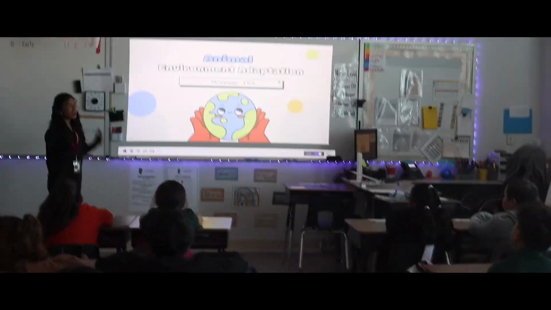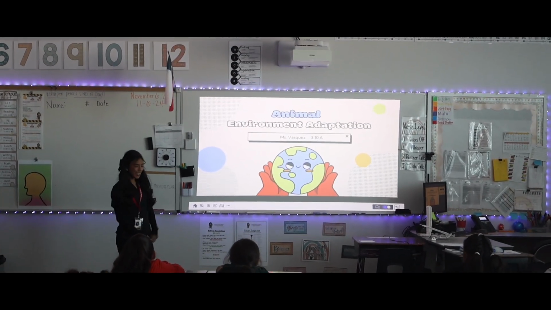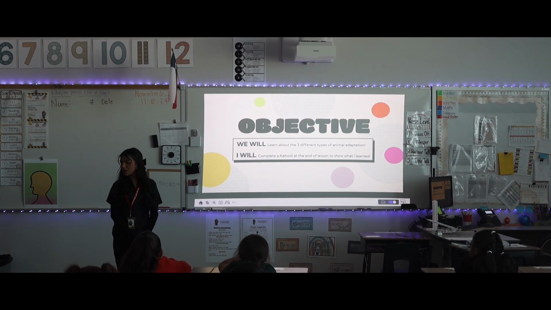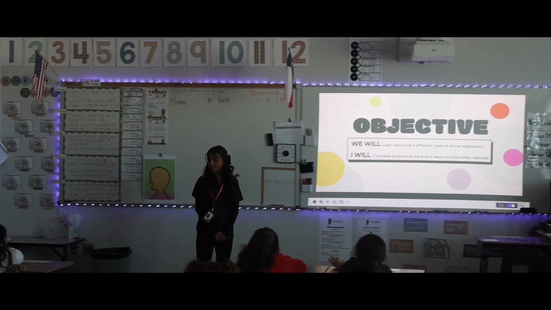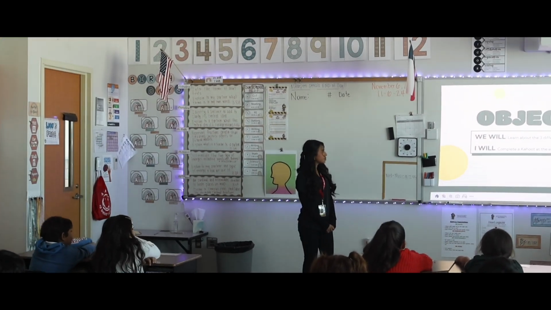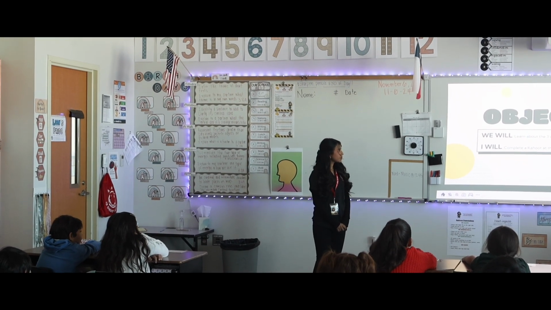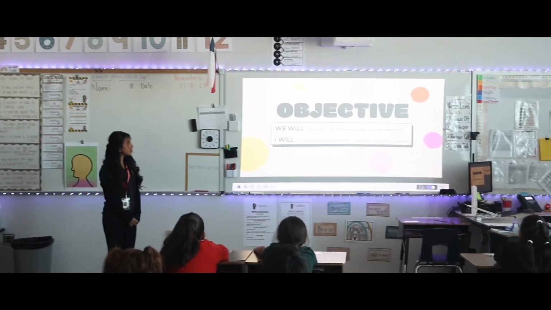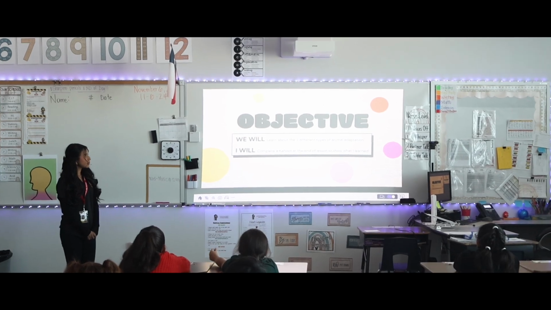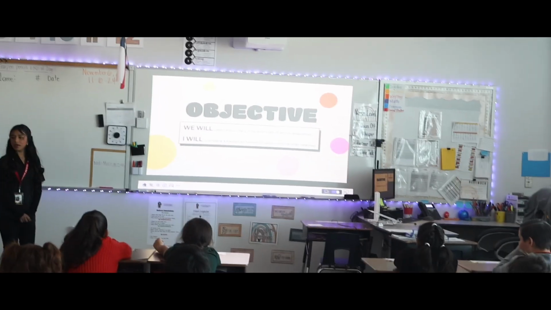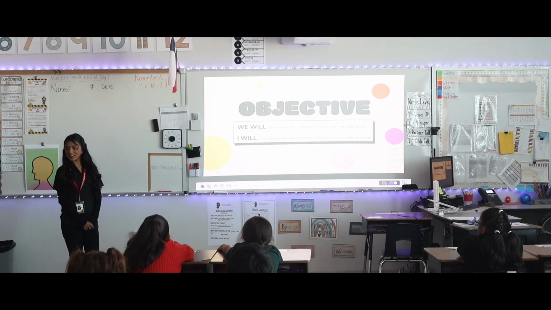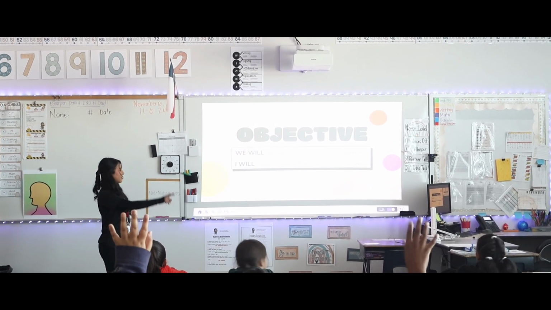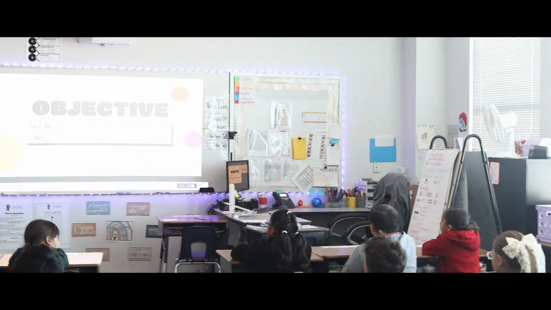Today we're going to learn about animal environment adaptations, okay? So, the objective, can I have Damien read me the wheel, please? We will learn about the 3 different types of animals. Adaptation. Good job. Okay, and for the I will, can I have Leanna read it for me, please?